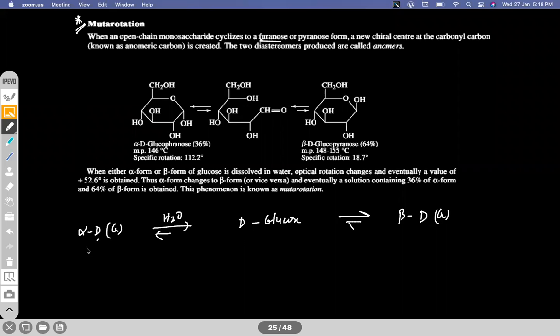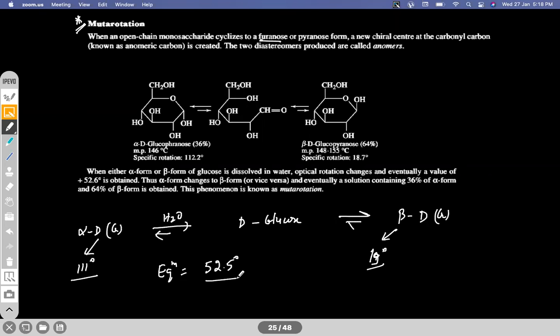If you look at the specific rotation of this, it is somewhere around 111 degrees. And for this one, it is around 19.5 degrees, you can say. These are specific rotations. So these two exist in equilibrium, and the equilibrium value of the specific rotation is 52.5 degrees.